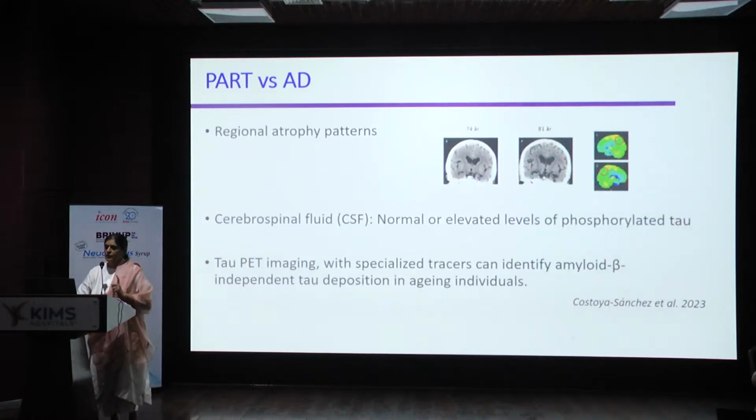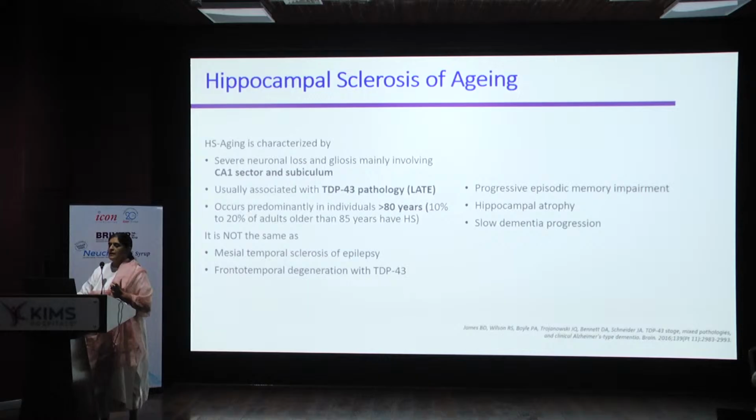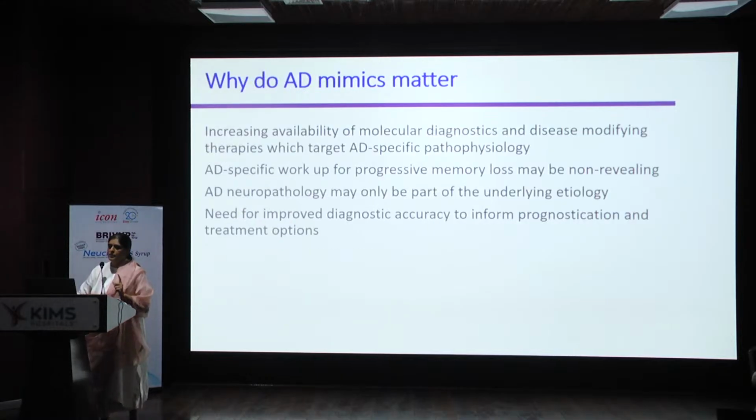Right. So here also you can see hippocampal atrophy. The importance is in these conditions, and the third condition is hippocampal sclerosis. Here also you have TDP-43, but in addition you have sclerosis of the hippocampus. And this can also be a differential diagnosis. But in all these three conditions, it is the anterior hippocampus that is getting atrophied.